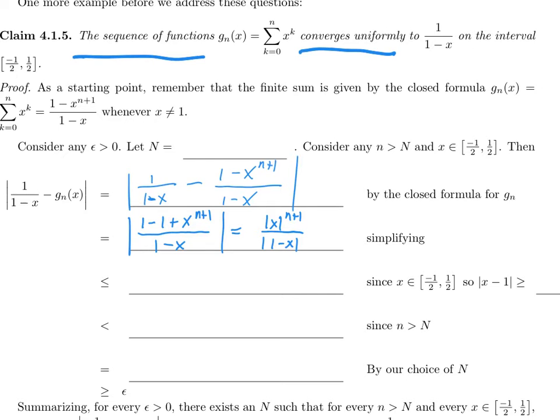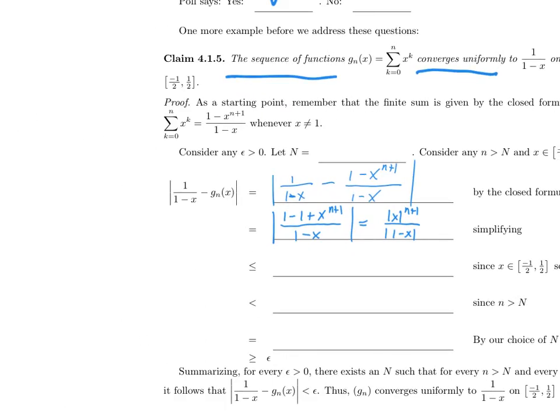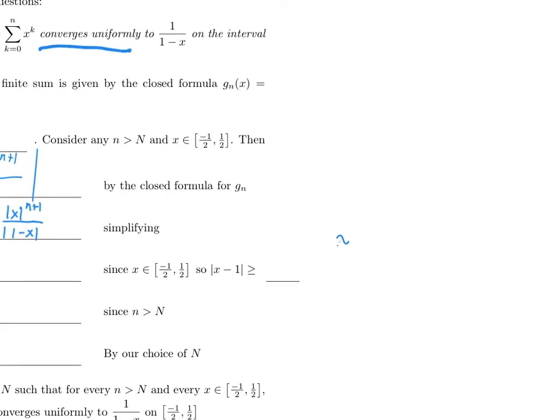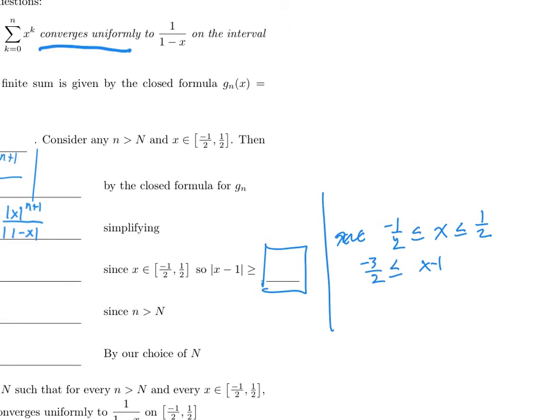All right, so let's think about this. So x is between negative a half and positive a half. And let's go off to the side, maybe even see what that means. This is a side part of the proof. Negative 1/2 is less than or equal to x, which is less than or equal to 1/2. So I want to know where x minus 1 lives. So x minus 1 will be somewhere between negative 3/2 and negative 1/2.